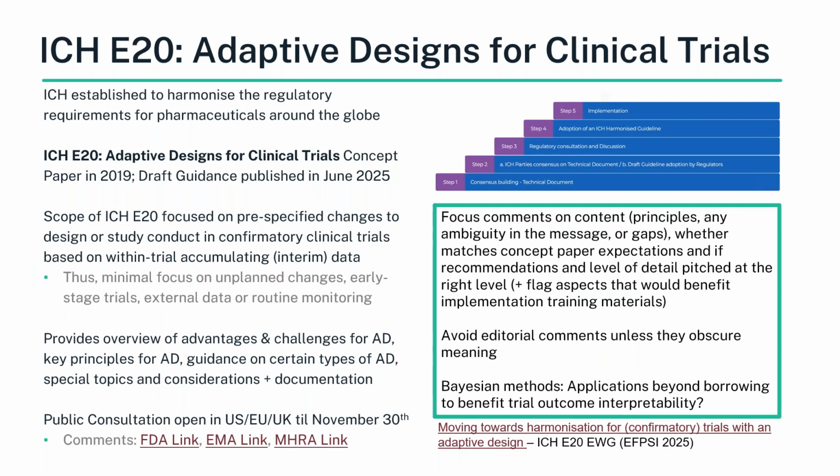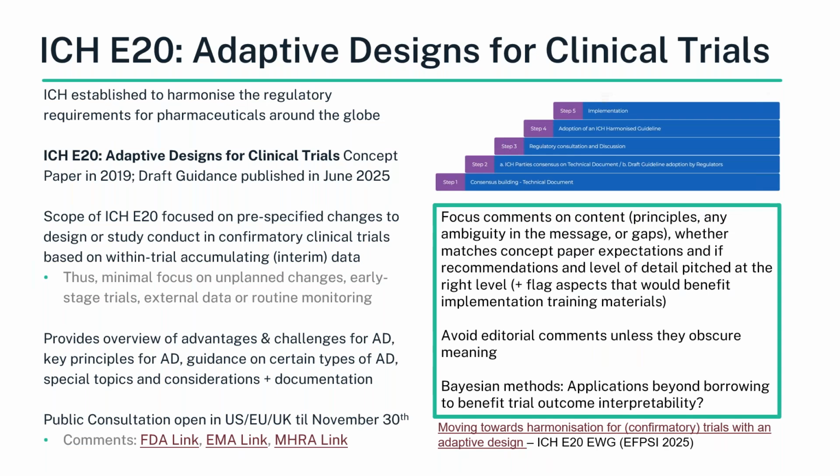And the scope of the ICH E20 is focused very specifically on pre-specified changes to the design or study conduct of confirmatory clinical trials based on within-trial accumulating interim data. So what that means is that they don't spend much time, if any, on unplanned changes. If something happens in the trial that requires you to make an unplanned change, that's not something this is trying to cover. The FDA guidance, for example, does cover that briefly, but it's basically explicitly removed or not considered here. Early stage trials or exploratory trials are only briefly mentioned in the ICH E20.